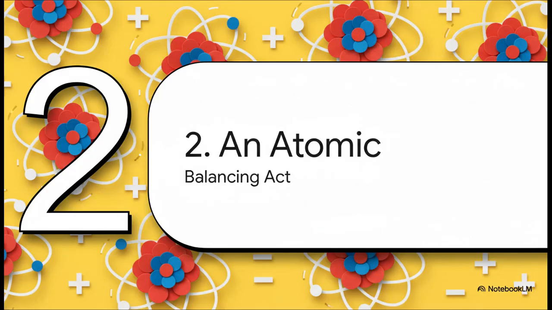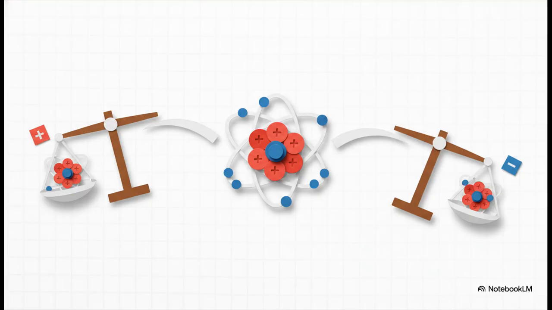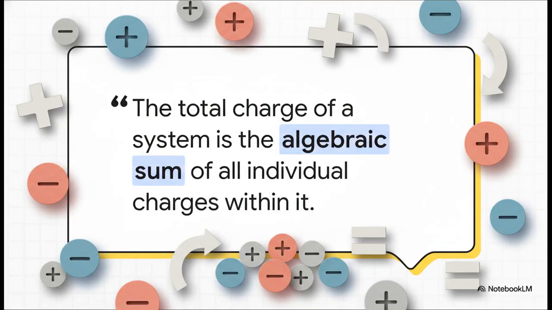But where do these positive and negative charges actually come from? Well, for that, we need to zoom way, way in, down to the atomic scale. You see, every single atom is like a tiny balancing act. You've got positively charged protons in the middle, and then you have negatively charged electrons orbiting around them. Now, if the number of protons and electrons is exactly the same, the atom is neutral. But if it loses or gains an electron, that whole balance gets thrown off, and suddenly the object has a net charge.